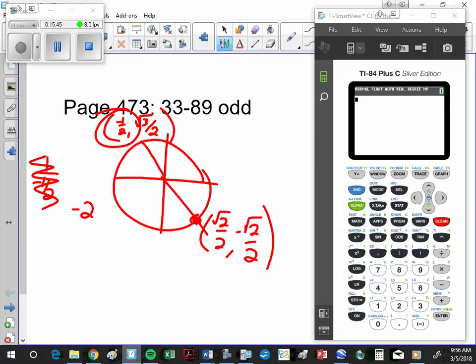Okay, let's do tangent. 210. 210 is in quadrant 3, and the values would be negative root 3 over 2, comma, negative 1/2, right? How do you find the tangent? You do the y divided by the x, which is basically just the y times the reciprocal of x. So negative 1/2 times root 3 over 2.